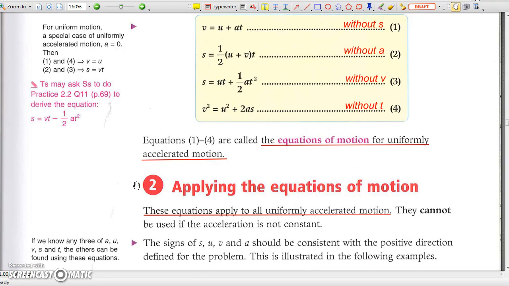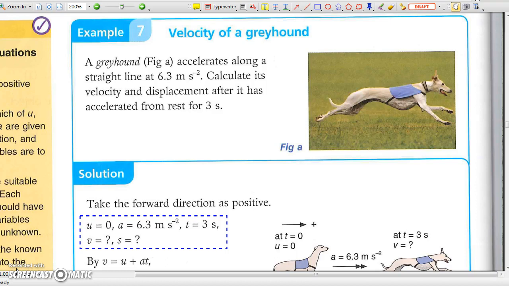2. Applying the equations of motion. There are 5 variables, namely u, v, a, s, and t. While each equation has only 4 variables, you will be given 3 variables, and then you may apply an equation to find the 4th variable. The following examples showed how to apply the equation.